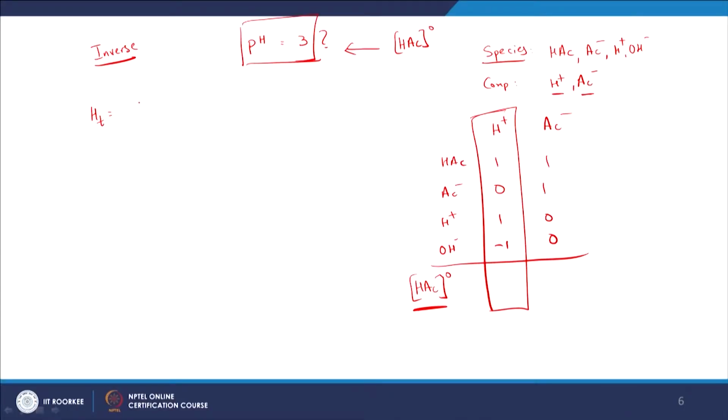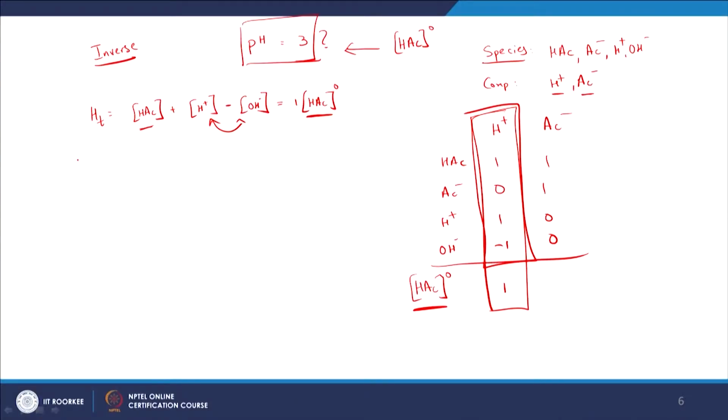Here we have H total equal to the concentration of HAC at equilibrium plus the concentration of H plus at equilibrium minus the concentration of OH minus. This is just the balance from here. H total is going to be equal to 1 times HAC naught. So, what are my unknowns here? This is the unknown variable that I am trying to find out, and these two are interrelated, which seems like an issue now. I do not know the concentration of the protonated form, HAC.